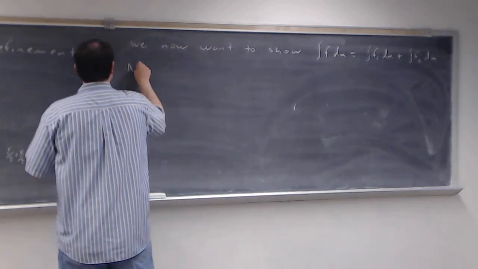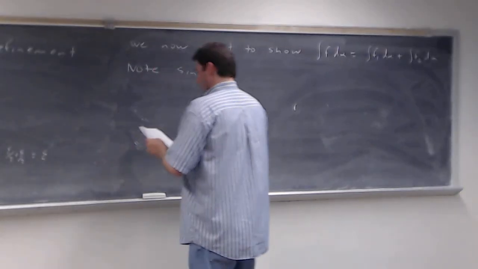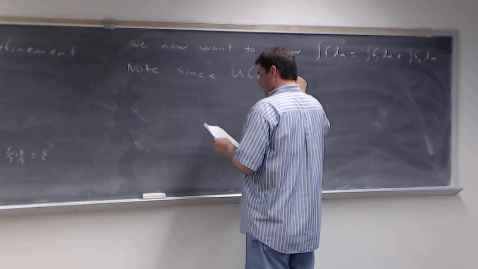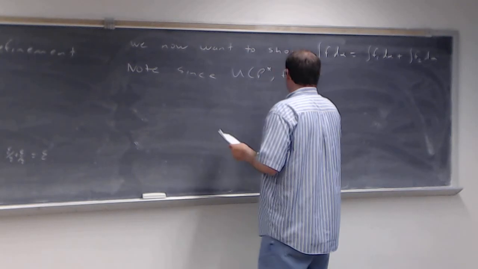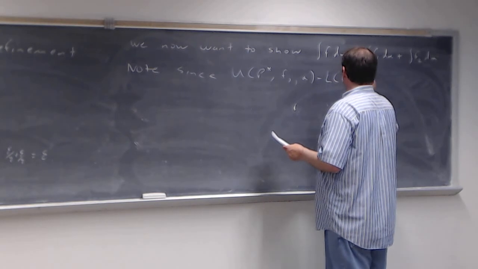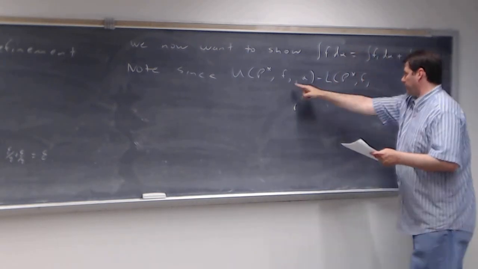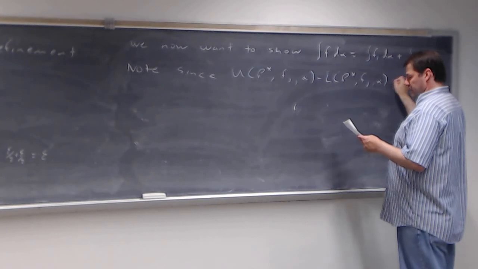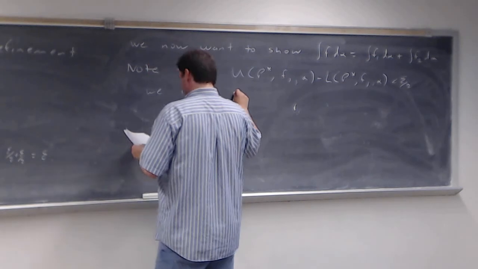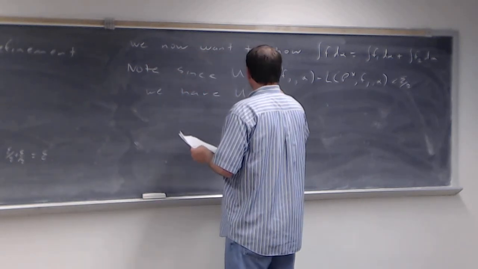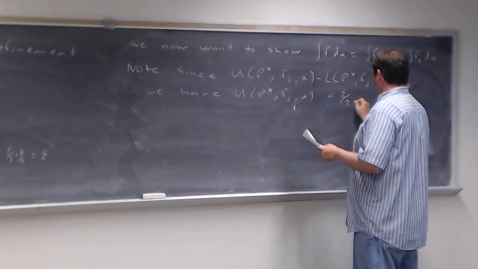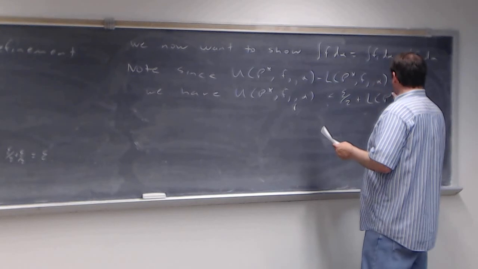Now, note, since the upper sum with this refinement partition of f sub j, I'm going to write down f sub j here, of alpha minus the lower sum with the same index, okay, either they're both 1 or they're both 2, alpha is less than epsilon over 2, we have that the upper sum is going to be less than epsilon over 2 plus the lower sum.